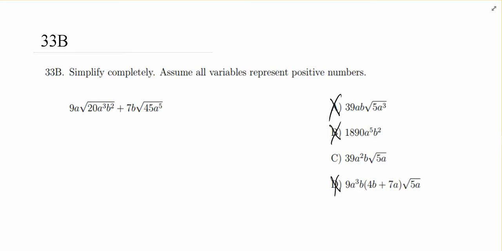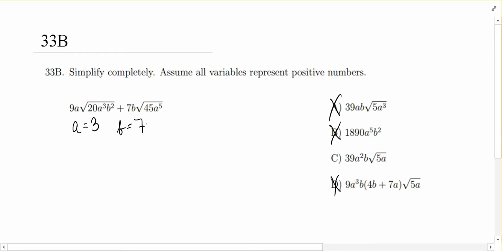So if you're completely stuck on a problem, what you could do is just pick a number for a and b. I'm going to pick 3 for a and 7 for b. Now I picked those two numbers because they're both prime numbers. That's important. I want to pick prime numbers that are a little bigger than your ones and twos, or zeros. So we don't want to plug in 0, 1, or 2 because then you're going to get things that are equivalent by accident. And we don't want to see that happen.